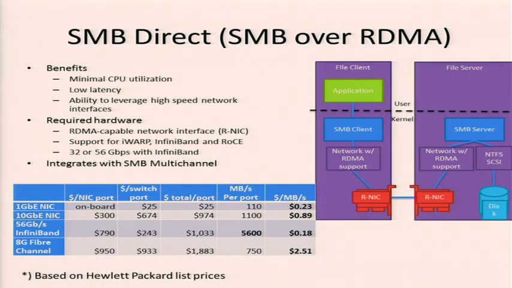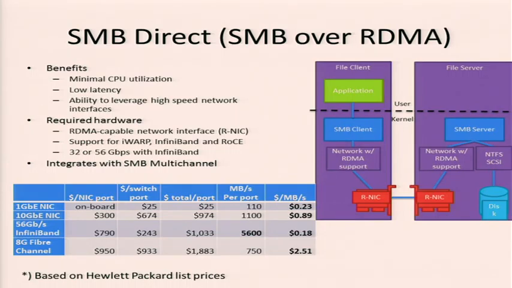10 gig Ethernet is usually around $300 per port. The switches are quite a bit more than 1 gig, and if you're looking at managed switches, it ends up being around $650, $675 per port. Especially when you have to use fiber optic, you need the GBICs on both ends of the fiber, etc. That's factored in here, right? You get about 1,100 megabytes per second. So net, about 90 cents per megabyte per second.